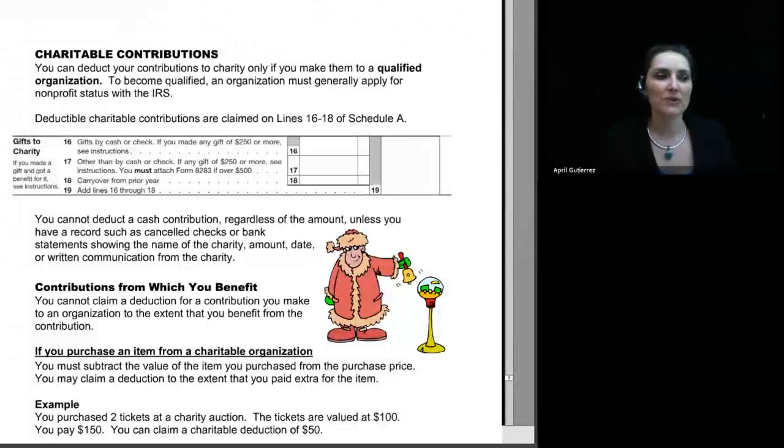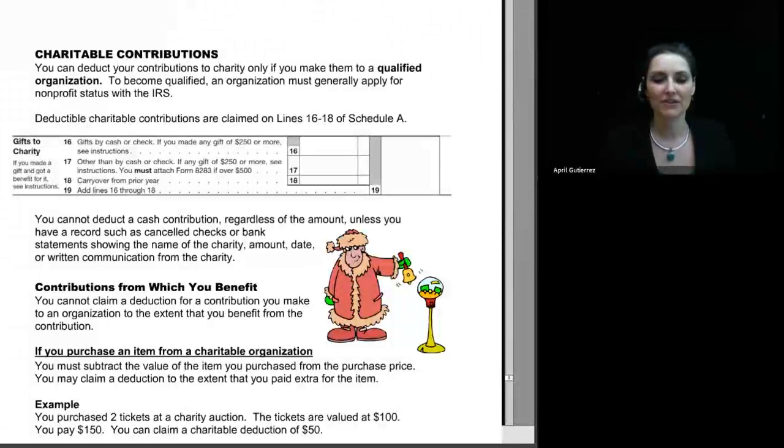And what it's going to be worth is the price that it would sell for between a willing buyer and a willing seller, with neither one being forced to buy or sell. My bet is it's maybe worth $200-300. So I'd claim a deduction for the difference.